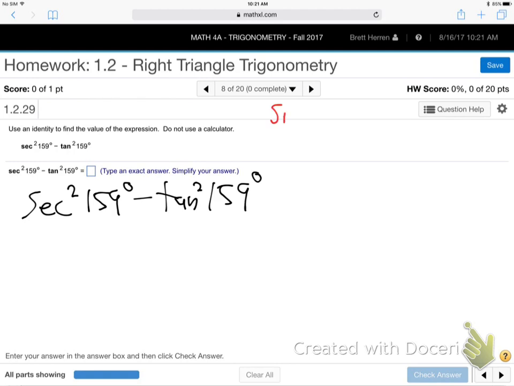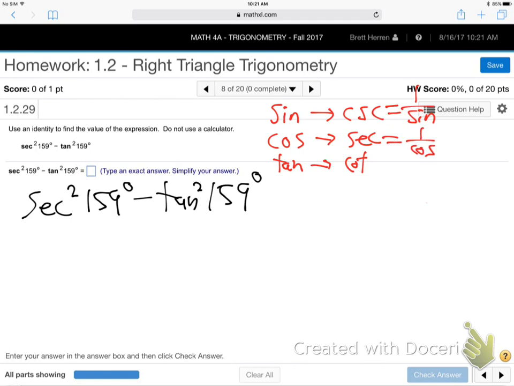Remember, sine, and then the opposite is cosecant, right? And then cosine, the opposite is secant. Remember that whole thing? Tangent, the opposite is cotangent. What that means then is cosecant is 1 over sine, right? And secant is 1 over cosine. Cotangent is 1 over tangent, right? You with me on those basic 6 definitions? The right 3 are upside down, right?